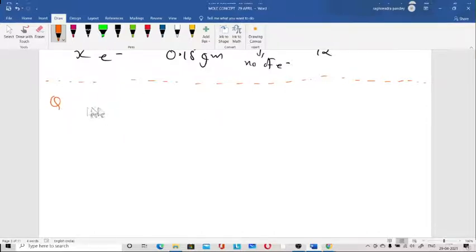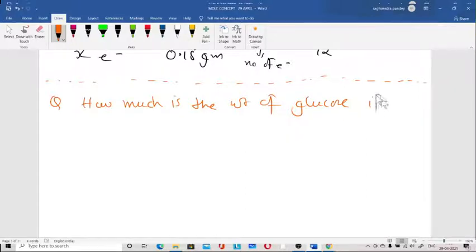Okay, how much is the weight of glucose if total electrons are 72 into 10 to the power 46?